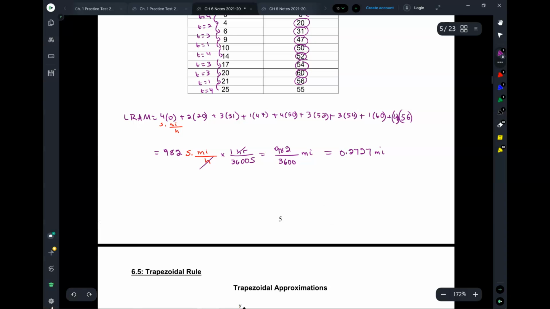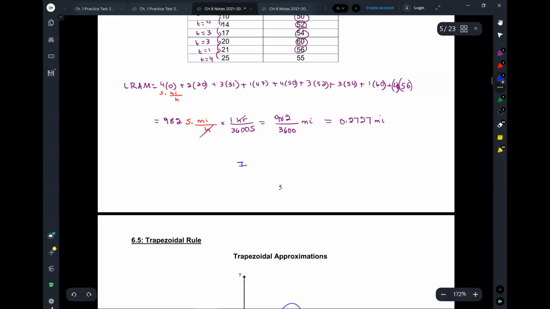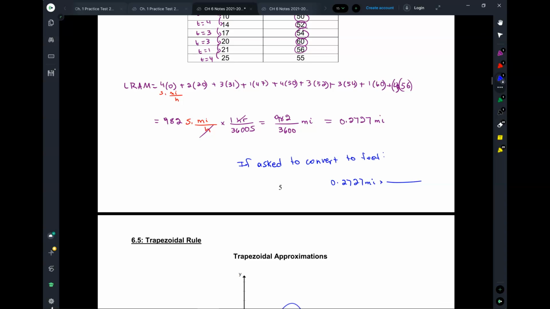Now, sometimes they will ask you to put it in feet. If asked to convert to feet, then it's 0.2727 miles times how many feet to a mile? 5,280. We're supposed to know that. That gives about 1440.27 feet.